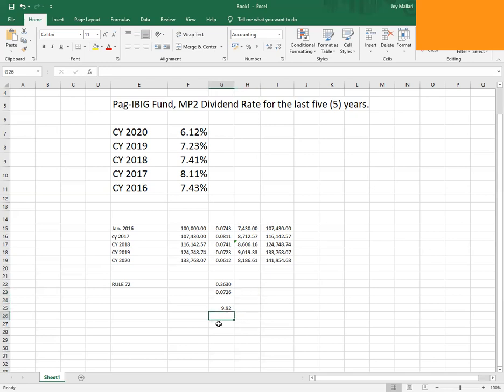Let's say you want to double your money in 5 years. How much return does it require for you to double your money in 5 years? That will help you decide where you will invest your money. You just have to divide 72 by 5 years, and the required annual dividend rate or return is 14.4% per year. So if your investment has a dividend rate of 14.4% per year, your money will be doubled in a span of 5 years only.